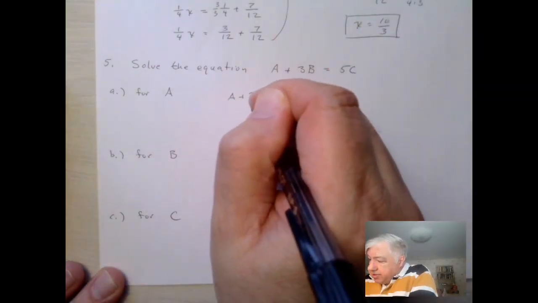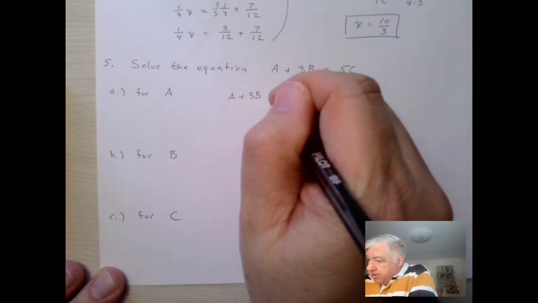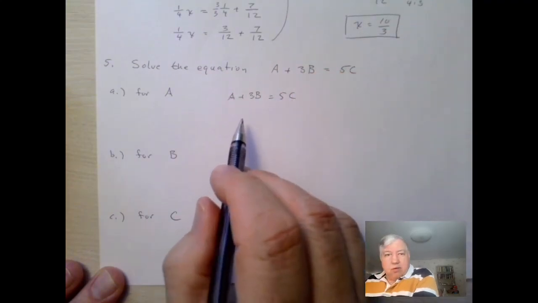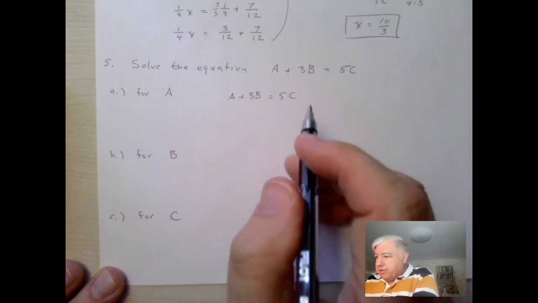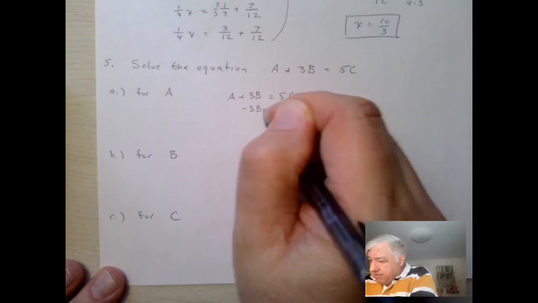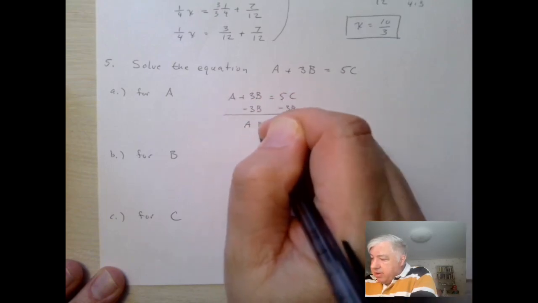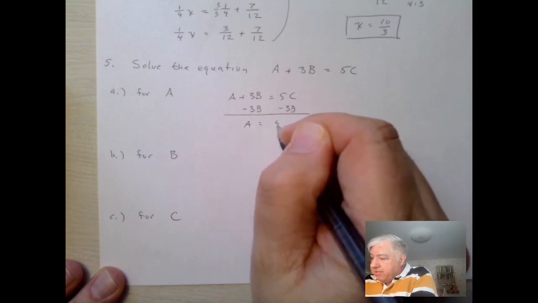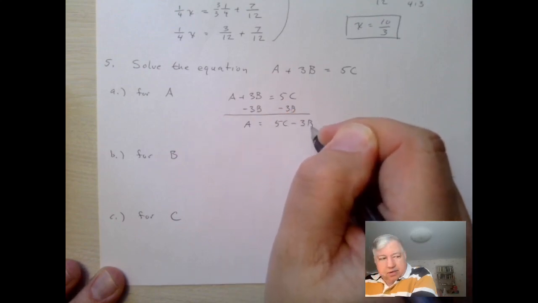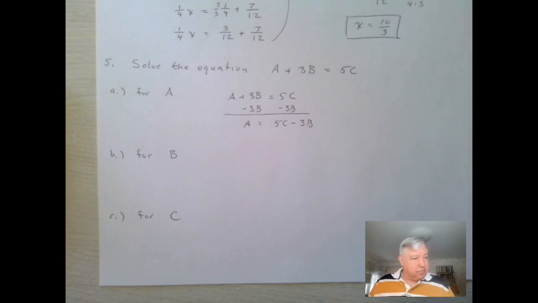We take a plus 3b equals 5c. We can bring the 3b over by subtracting 3b from both sides. And then a plus 0 is equal to 5c minus 3b. Right?